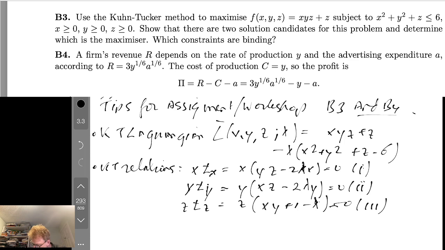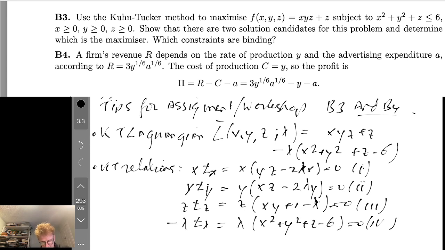We label that 3, and then minus lambda times dl by d lambda, which is lambda times (x squared plus y squared plus z minus 6) is 0.